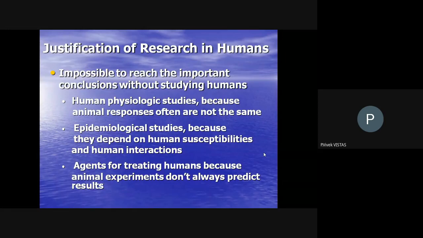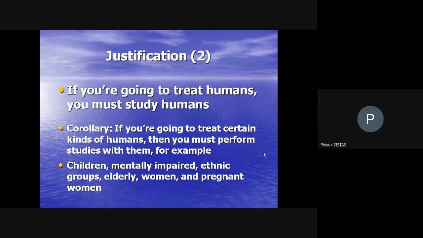What is the next justification? If you are going to treat humans, you must study humans. Corollary: if you are going to treat certain kinds of humans, then you must perform studies with them. For example, children: if you are developing a drug or vaccine for a disease associated with children, we need to study children. Mentally impaired: if you are going for treatment of mentally impaired candidates, we need to undergo studies in mentally impaired candidates. Also ethnic groups, and elderly people, if you are creating new drugs, either anti-diabetic, cancer or other diseases. We need to study them also.